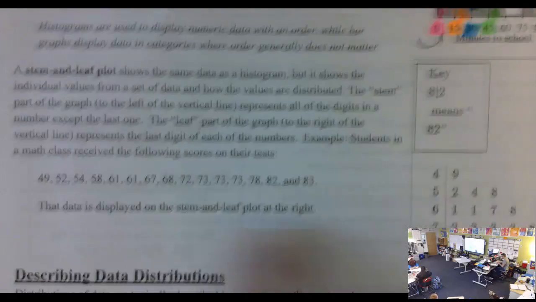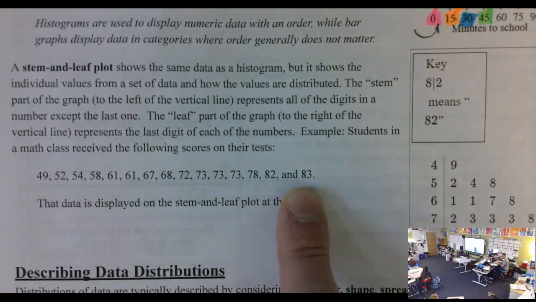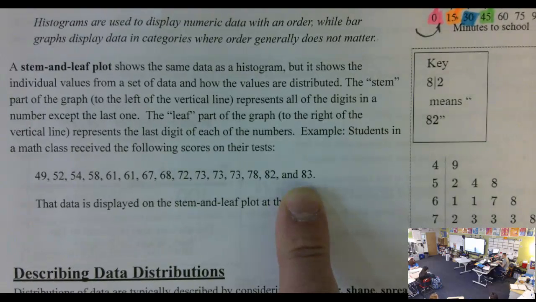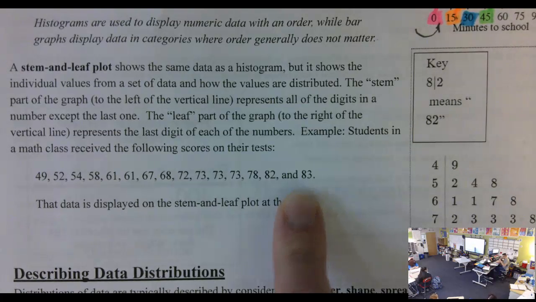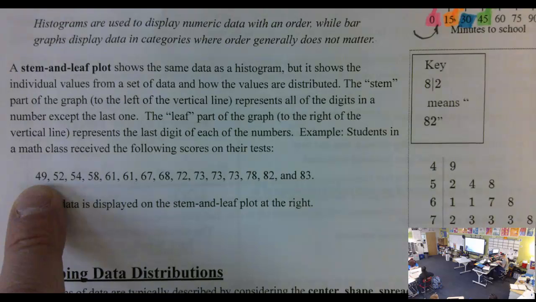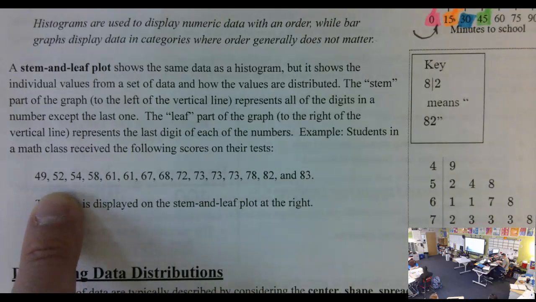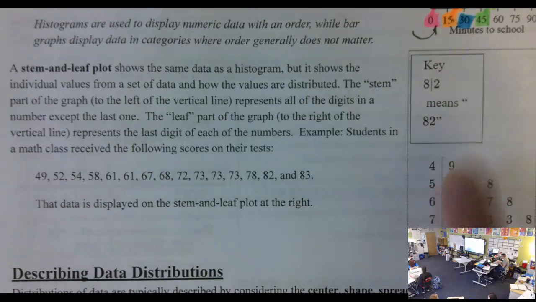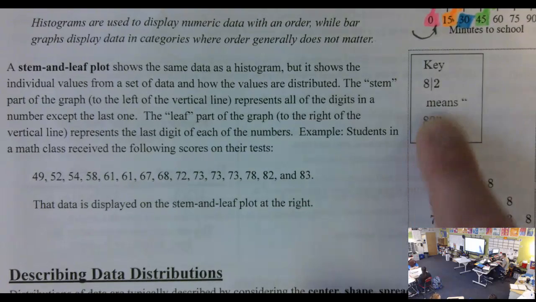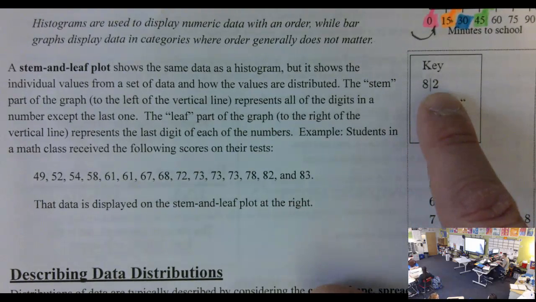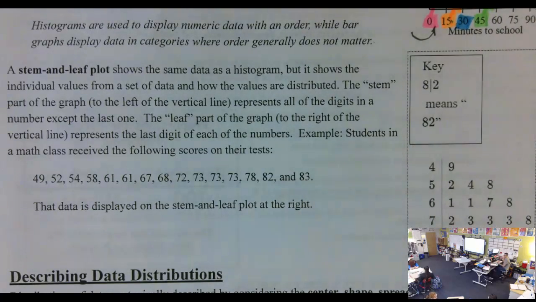So check it. You have this whole list of data. And somebody says, write all those numbers out, but make it easier to see where the numbers are based off their tens. Right? So 49 is the only 40s I have in my data, but 52 is not my only 50s. So we're going to sort our data by their tens. So this key tells us 8 on the left side of the line means it's the 80s, and a 2 on the right side of our little vertical bar means 2 is the ones place.